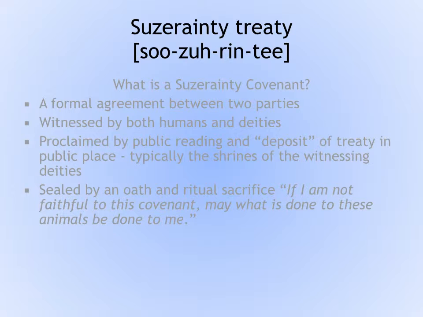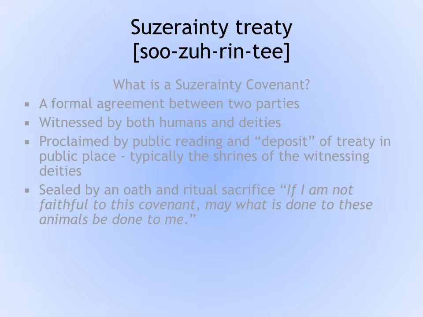A copy of the treaty was deposited in a public place, typically some sort of a shrine of the witnessing deity. So it could have been the temple of Jehovah, it could have been the tabernacle of Jehovah, it could have been a high place, a totem grove for someone like Baal or Ashtaroth or someone of that nature in that time. So it was not only proclaimed or read publicly, but then it was written and placed in some sort of a sealed container at a holy place or shrine. And then it's sealed, or it's codified. It becomes law by oath and ritual sacrifice.